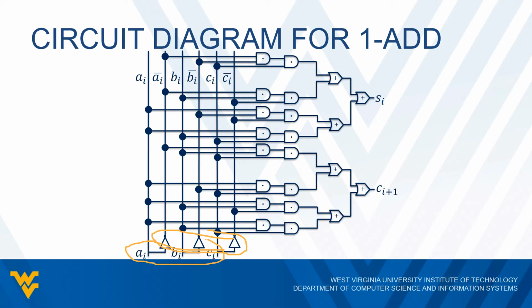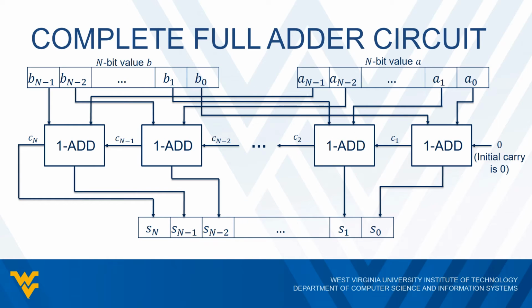And then we can take care of the rest of the circuits accordingly, as we've discussed before. So we have all 8 possible combinations of the possible things we can get for AI, BI, and CI, whether they're 1s or 0s. But this sure enough does give us the complete circuit for 1-add.